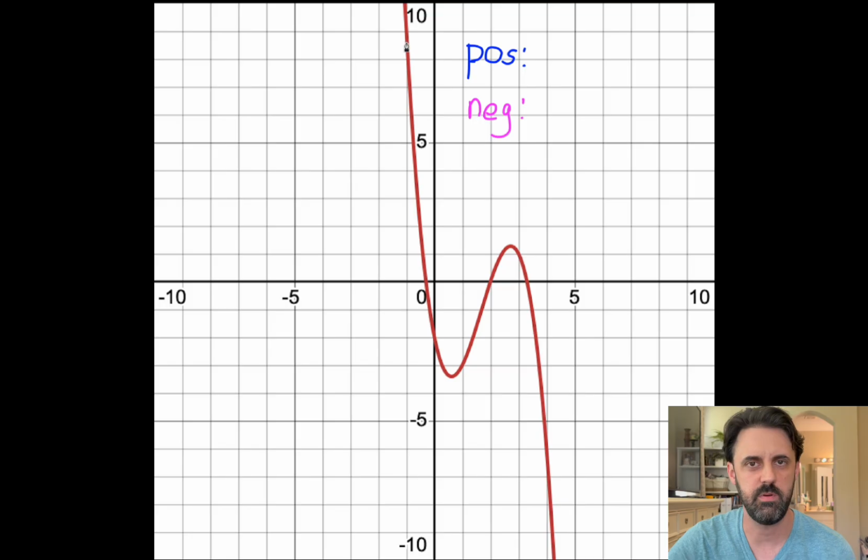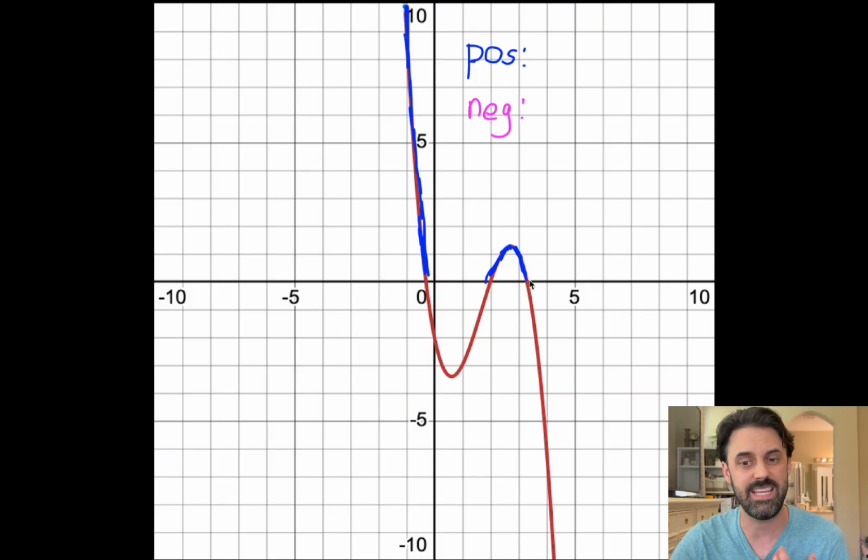All right, so we're going to label now when this graph is positive versus negative. So again, positive means above the x-axis. So I'm going to go ahead and highlight here everywhere that this graph is positive. So this first section here in blue, that is above the x-axis, so the graph's positive there. And there's another section over here to the right that is also above the x-axis.